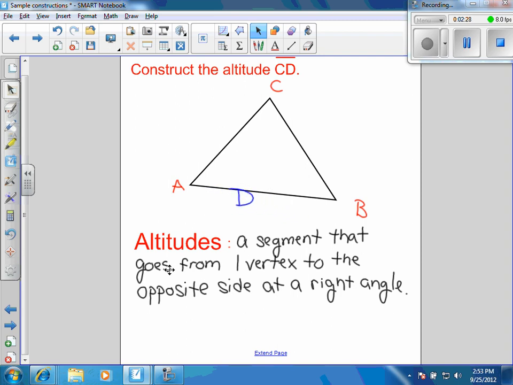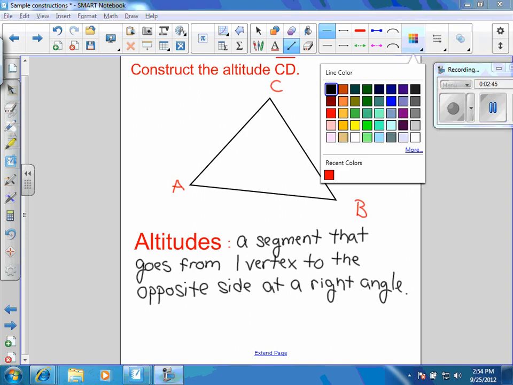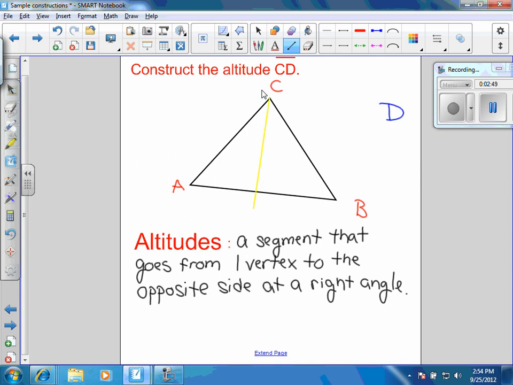Well, it's not necessarily in the middle because it has to hit at a right angle. So if I were going to sketch it in and then erase, if I just imagined about where it would be, roughly, it would go from C, but it would have to go to this side at a right angle. So maybe it would be about like that. You know what I'm saying?